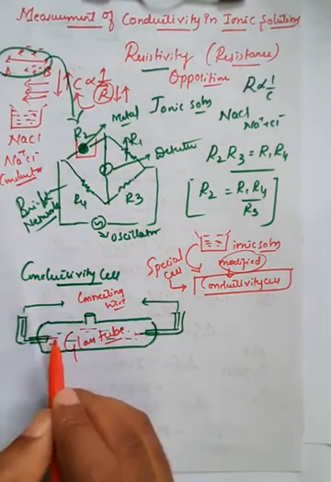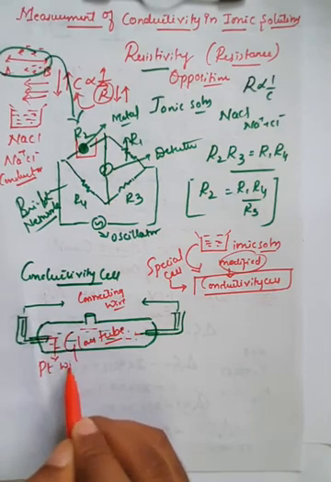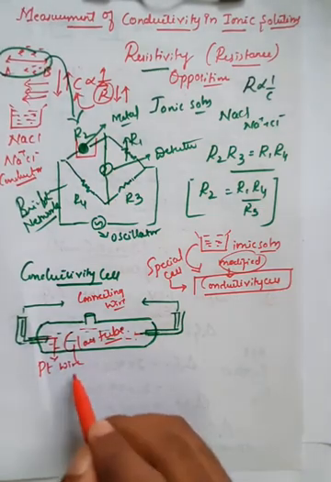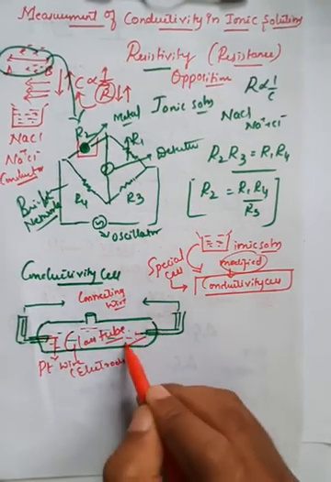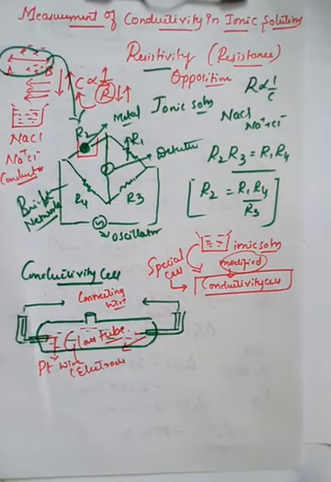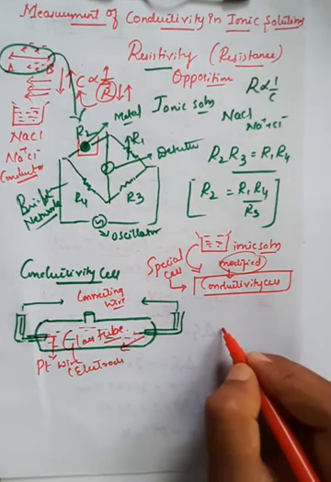And these are the wires, and these are generally platinum wires which act as electrodes. Both of these also act as electrodes, and they are generally made of platinum. So this is the design for the conductivity cell.